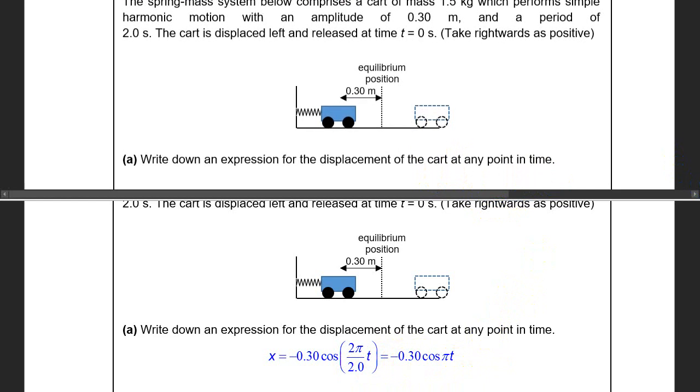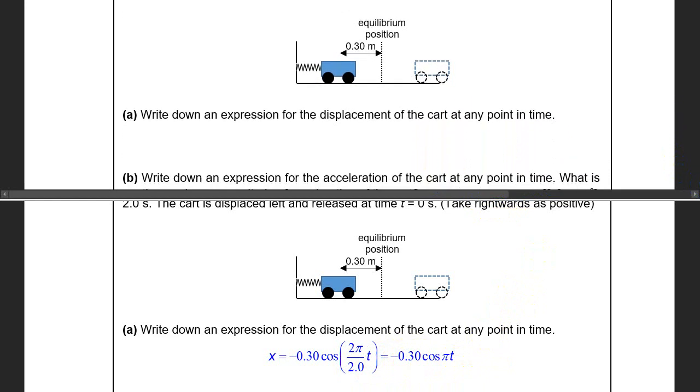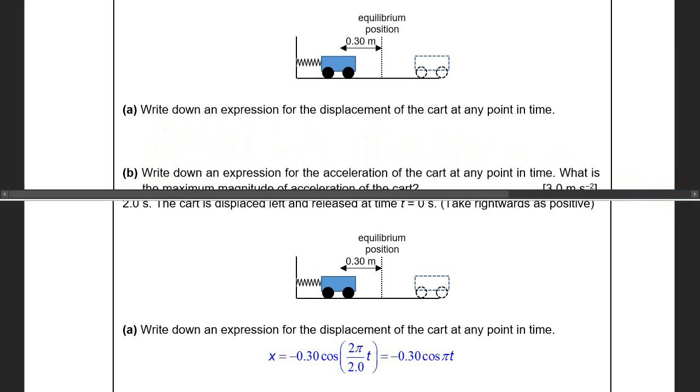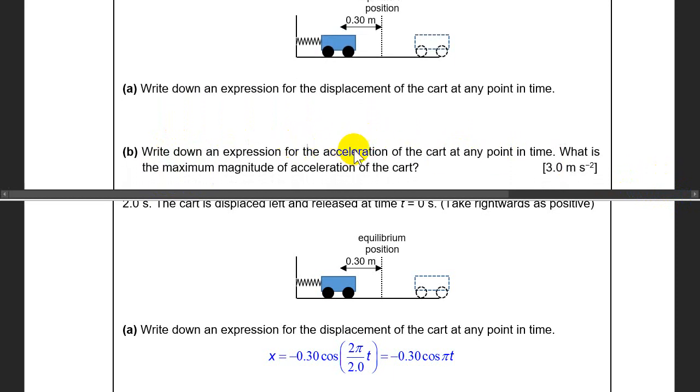Okay, part B, they want us to again write down, recall the formula. This time they want us to recall the formula for acceleration. Again, there are many formulas for acceleration. Suppose they want the formula that's in terms of t.